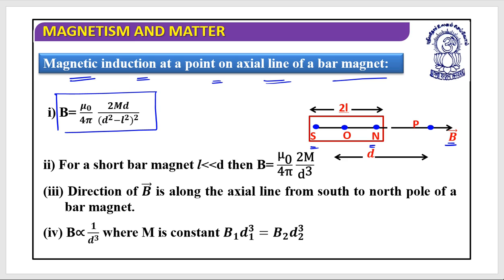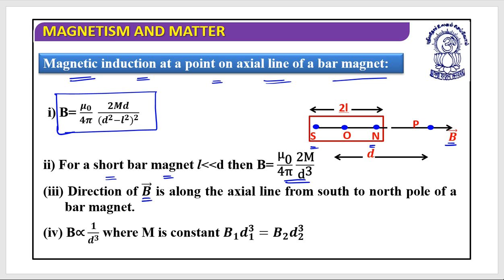I'm pretty sure that you have derived it in your school classes. So here we are just using the direct formula. We have even derived this in the first unit, electric charge and field, so you can take help from those lectures also. So this is the magnetic field on the axial line. For a short bar magnet, this could be written as mu naught by 4 pi into 2m by d cube.